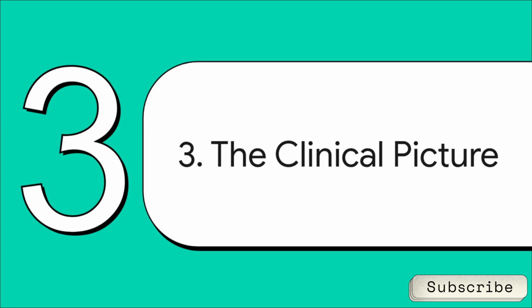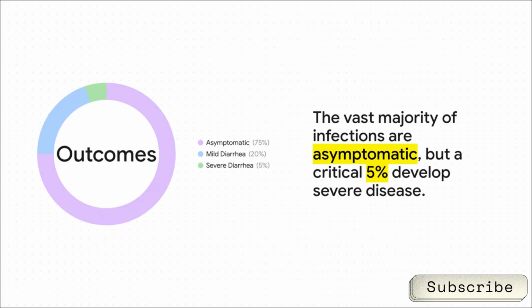Okay. So that's what's happening at the cellular level. Now let's zoom out. What does this look like in an actual patient? What is the clinical picture? Now, here's something that might surprise you. Most people who get infected with cholera feel nothing. A full 75% are completely asymptomatic. Another 20% get a case of mild diarrhea. It's really that last 5% that we're worried about. This is the group that develops what's called cholera gravis, the severe, life-threatening form of the disease.